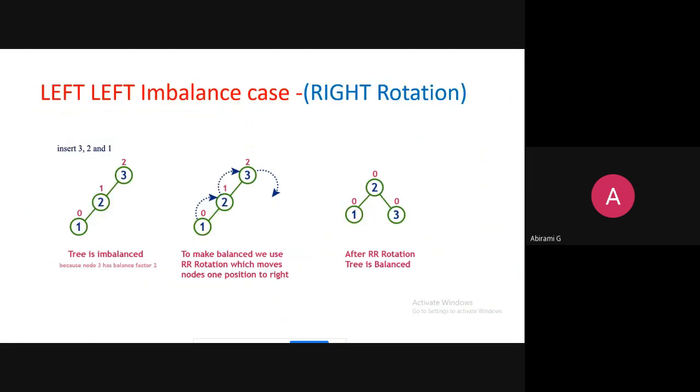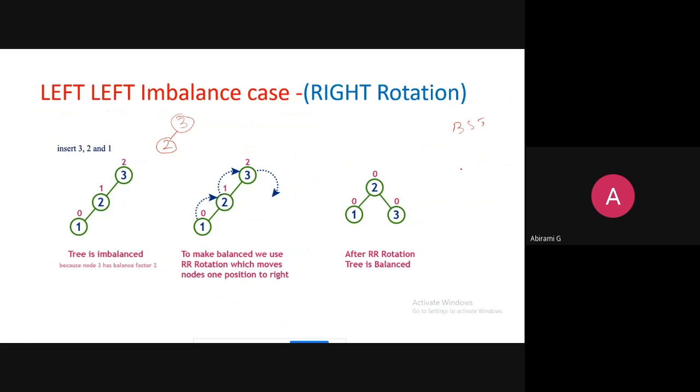The first one, left imbalance case. Left imbalance means we need a right rotation. So if you want to insert elements 3, 2, 1, how do we insert them? 3 is the first element, then the next element is 2, which is less than 3. While constructing an AVL tree, we have to check the binary search tree properties. What is the binary search tree property? We always know it.